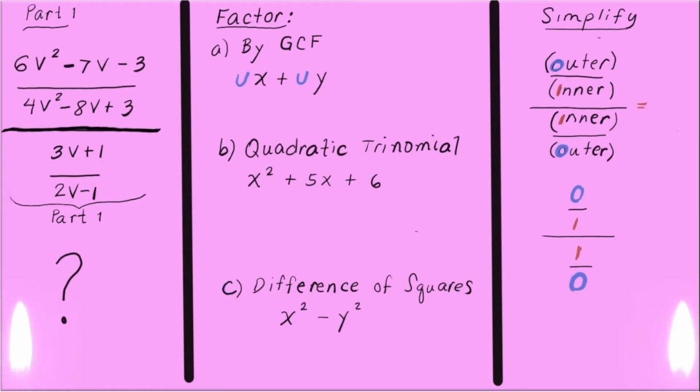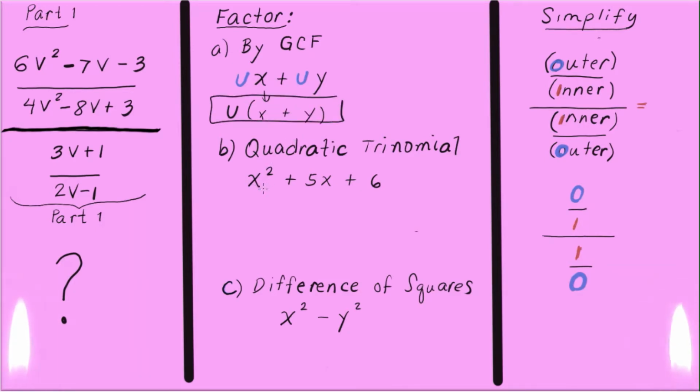Before we complete Part 1, let's have a short review of factoring and simplifying complex fractions. In letter A, given ux plus uy, let's factor it by GCF, or greatest common factor. The GCF is u, and then the second factor is going to be x plus y.